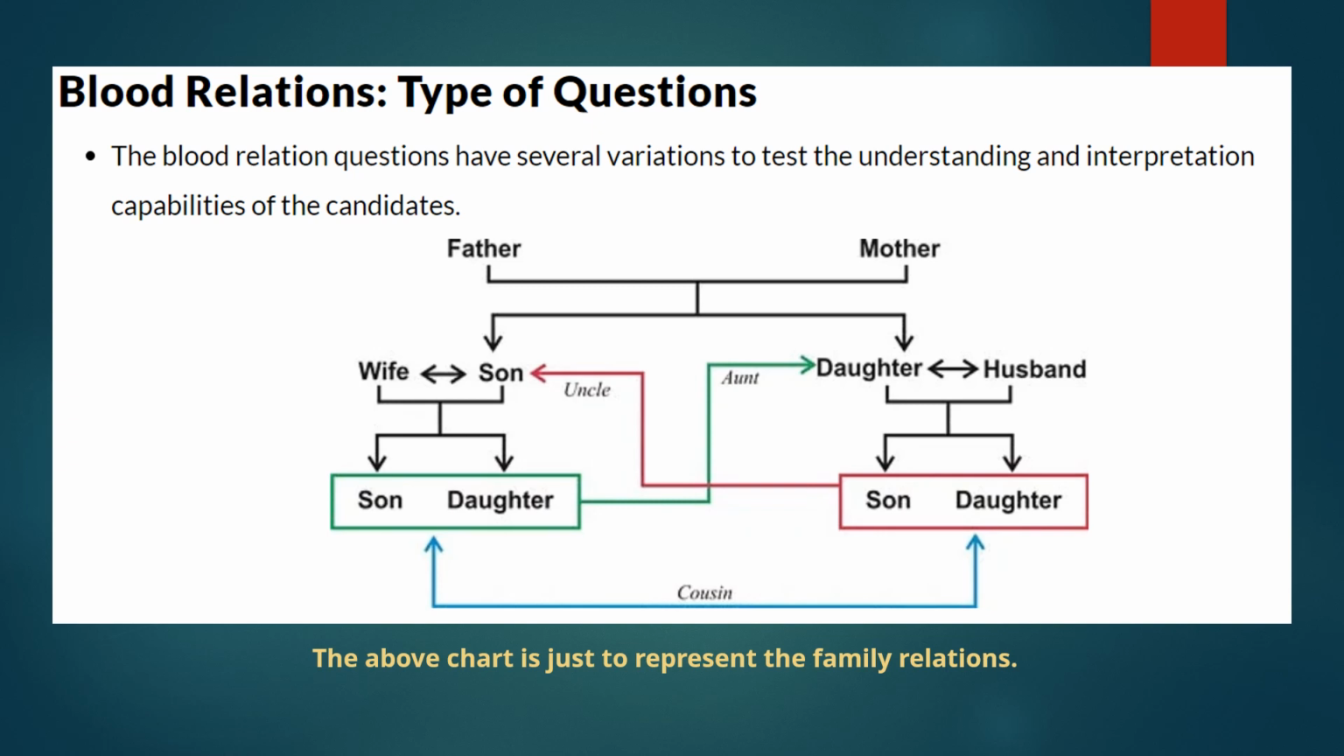Like suppose father and mother. In every case you can equate male as a plus sign and female as a minus sign, and if you keep on drawing the flowchart, it is easy to proceed and understand the question. Blood relation questions have several variations to test the understanding and interpretation capabilities of the candidates.